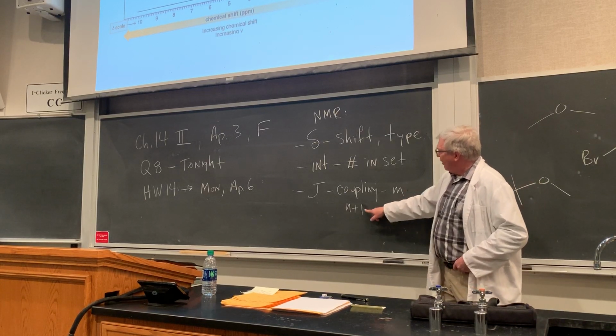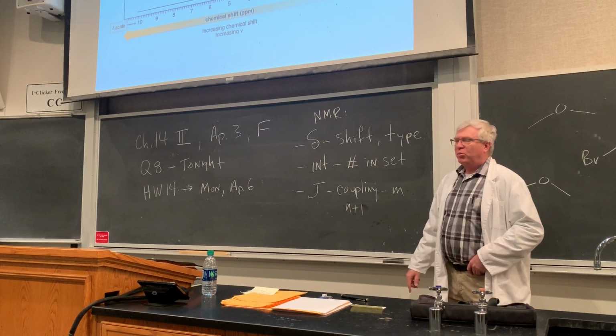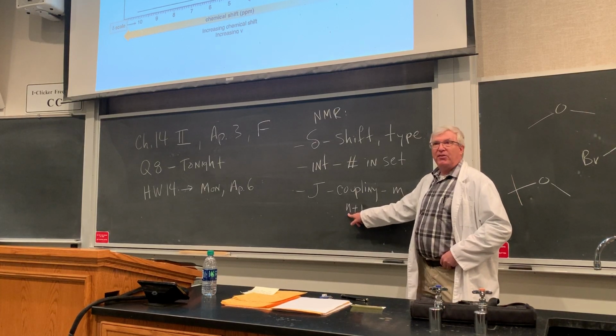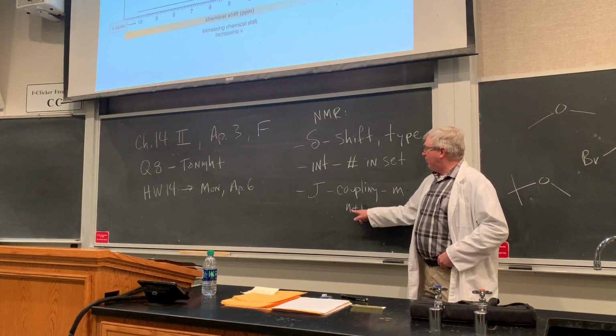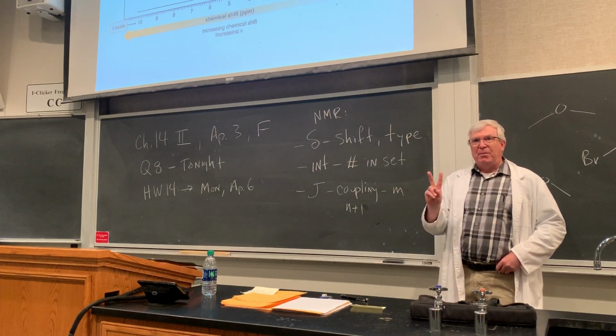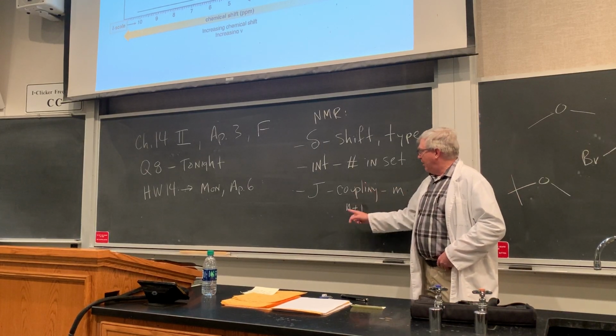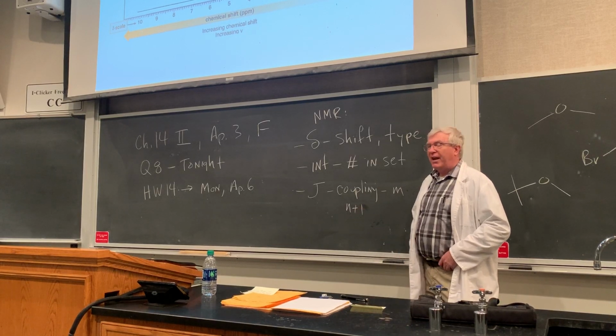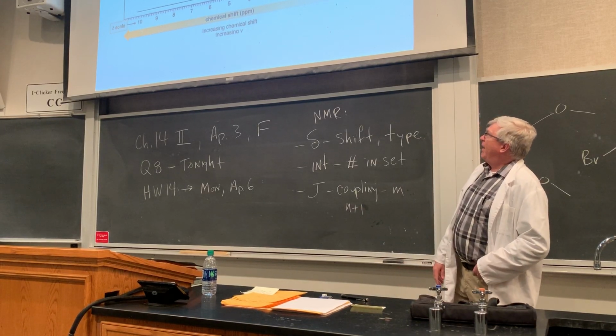Multiplicity factor, and this is the n+1 rule, where n is the number of neighbors. So that will split a given signal by n+1. If it has 1 neighbor, it shows up as a doublet. If it has 2 neighbors, it shows up as a triplet. And we'll see that today. We'll be going over that today.